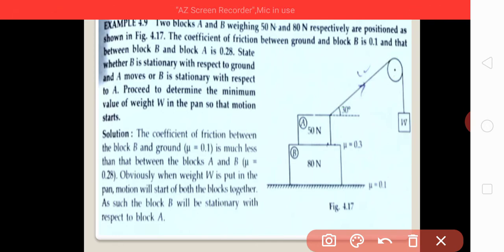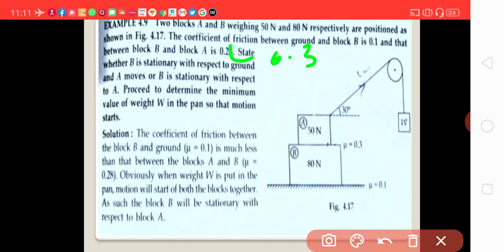The coefficient of friction is shown here as 0.28, but it is 0.3 while solving the problem. State whether B is stationary with respect to the ground and A moves, or B moves with respect to A. Proceed to determine the minimum value of W in the pan so that motion starts. Here this is 0.3.